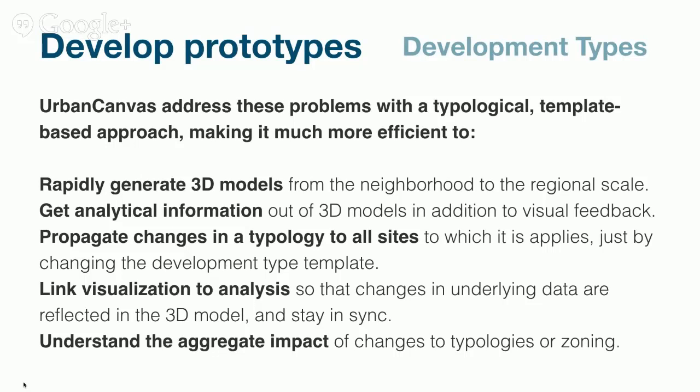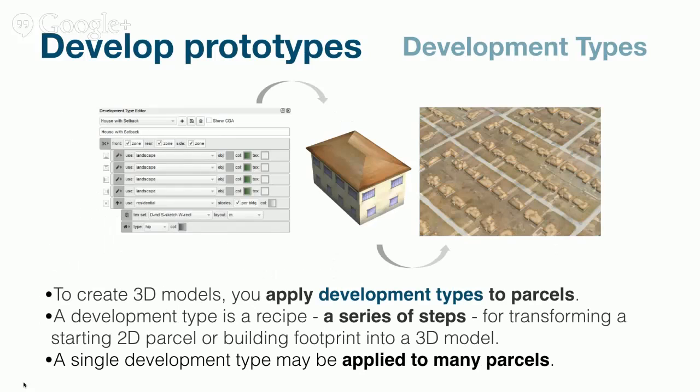So how do we do it? We basically use this typological approach, and we create a development type and apply it to sites. Depending on the specific workflow that we're doing, we'll use a development type in different ways. We'll go into the details here. So what we're showing here is our first view of the development type editor.